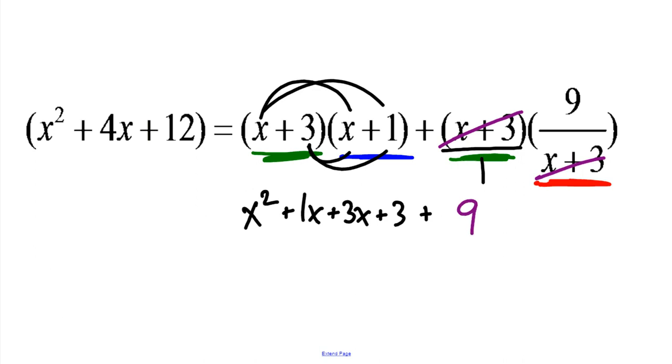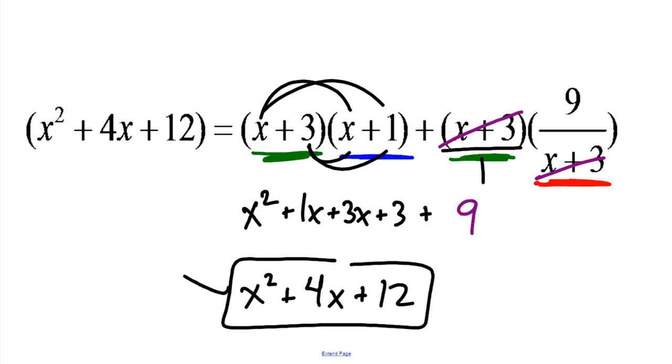Now I just combine like terms. X squared plus 1x and 3x is 4x's. 3 and 9 add together and make 12, and voila, we did it correctly. We got the final answer.